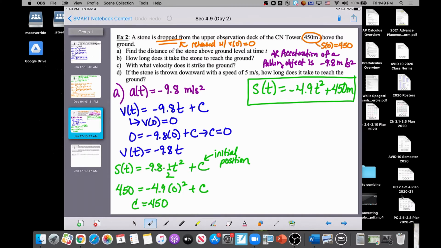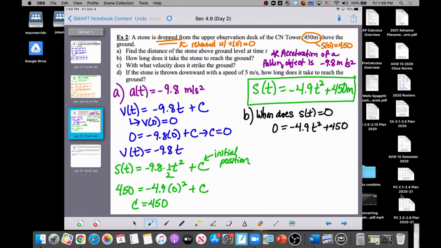Part B of this problem says, how long does it take the stone to reach the ground? Keep in mind the stone is on the ground when its height is 0. So since s of t is our position function, letter B is really asking us, when does s of t equal 0, or how many seconds does it take for the stone to be at ground level? So if we set that equation equal to 0, 0 equals negative 4.9 t squared plus 450.